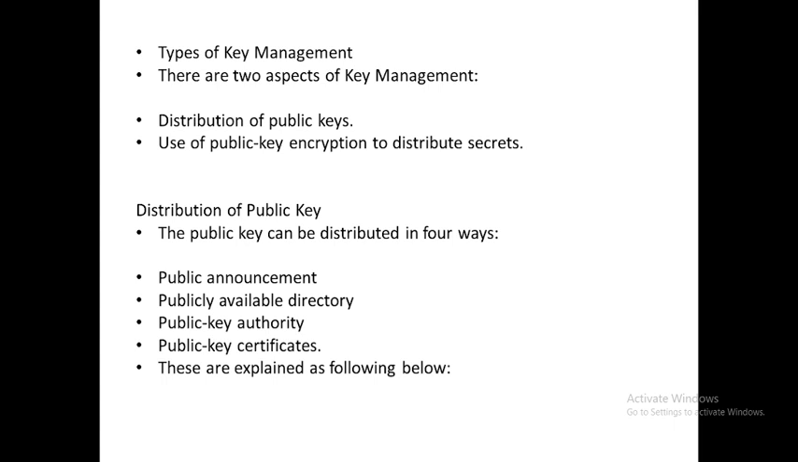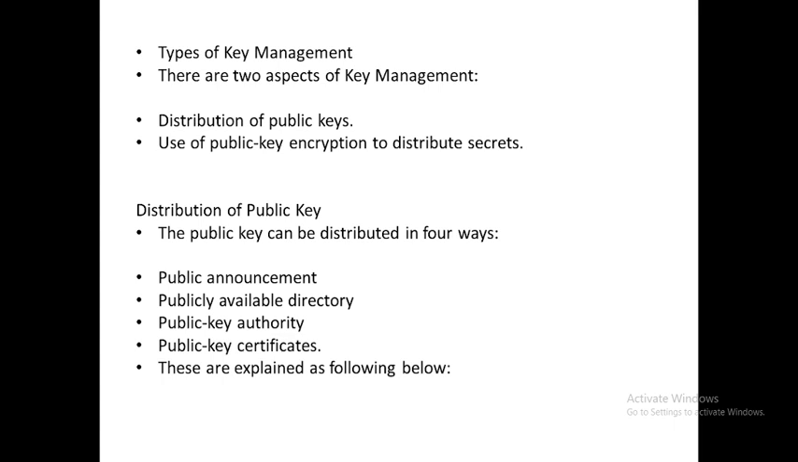So now we can see the types of key management. There are two aspects of key management. One is distribution of public keys, which uses public key encryption to distribute the secrets. The public key can be distributed in four ways: public announcement, publicly available directory, public key authority, and public key certificates.